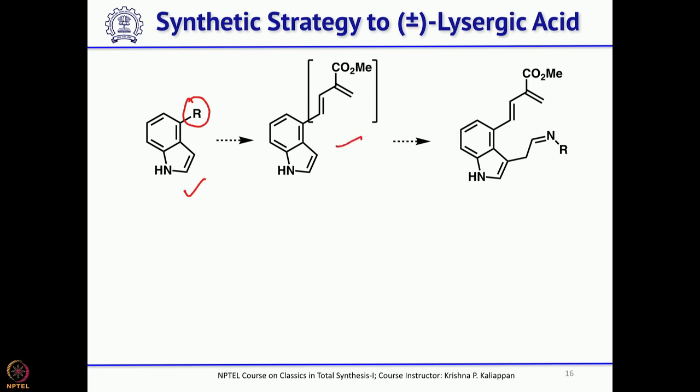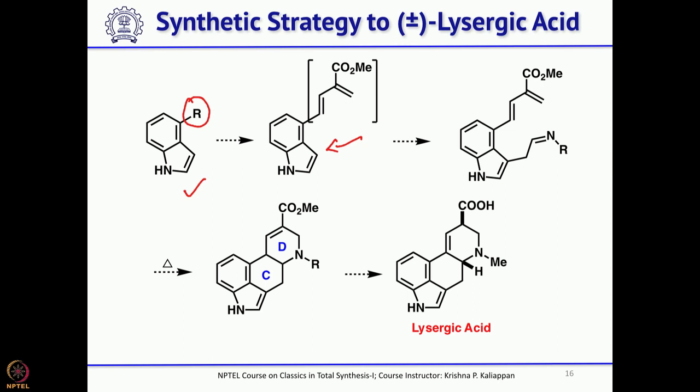Then you attach the dienophile, which is required, that is, a heterodienophile required for the Diels-Alder reaction. Then you carry out this intramolecular Diels-Alder reaction, followed by migration of the double bond, and hydrolysis will give lysergic acid. So this is the simple strategy planned by Oppolzer for the total synthesis of racemic lysergic acid. Okay. Let us see how he actually carried out the total synthesis.